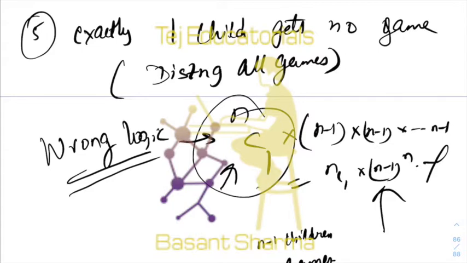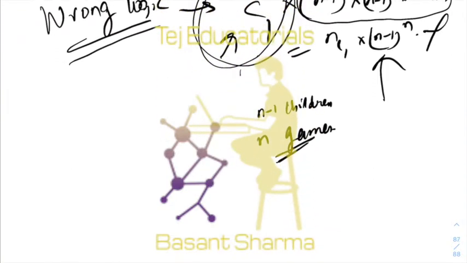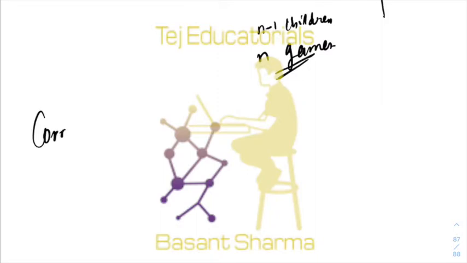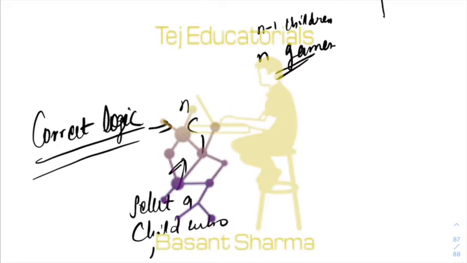When you are distributing n games amongst n minus 1 children, then there will be cases when children other than this selected child will not get any game at all. But that is not allowed because only exactly one child is there who will not get any game. Okay, so keep that in mind. So correct logic would be, one way is, you select a child who gets no game.